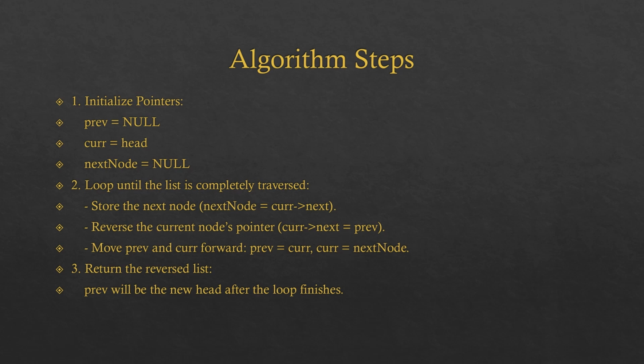Let's break down the algorithm steps. First, we initialize three pointers: prev equals null, curr equals head, and next node assigned null. Then we iterate through the list. In each iteration, we store the next node, assigned current.next. Reverse the current node's pointer and move prev and curr one step forward to continue the process. Once we reach the end of the list, prev will be the new head of the reversed list.